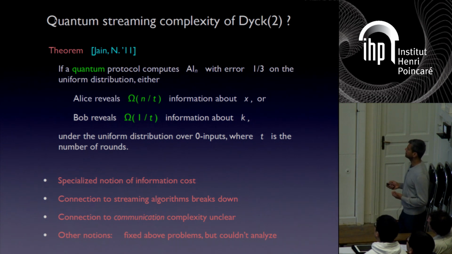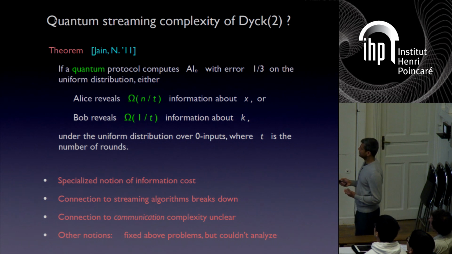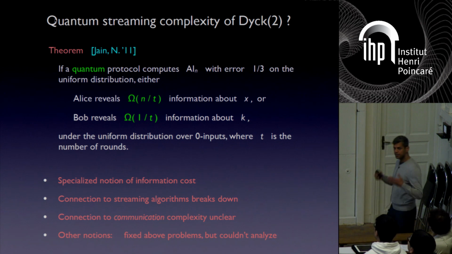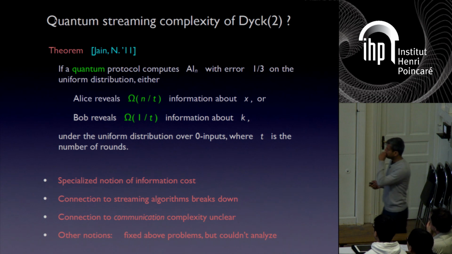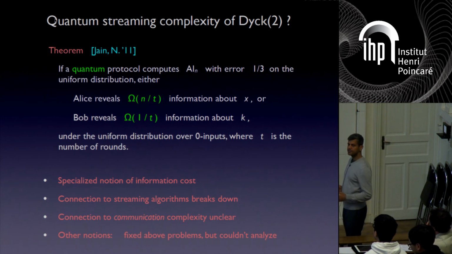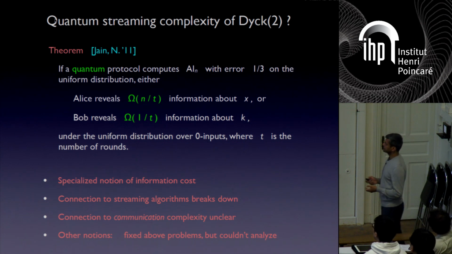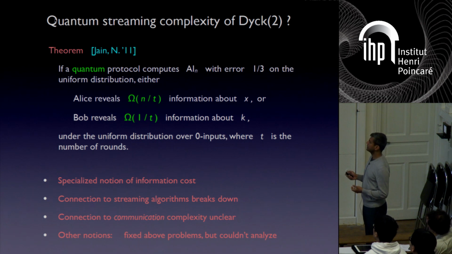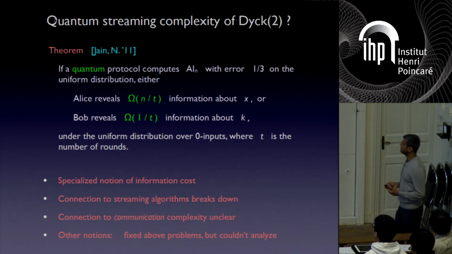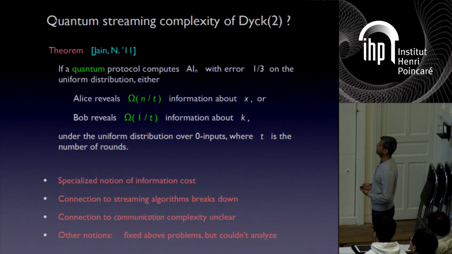But there was a problem. The problem was that this did not give us the lower bound for streaming algorithms that we were hoping for. And there were other conceptual issues with the definition of quantum information cost that we used. It was quite specialized to this function that we were studying. And then it was not clear whether it also captures the connection with communication complexity.